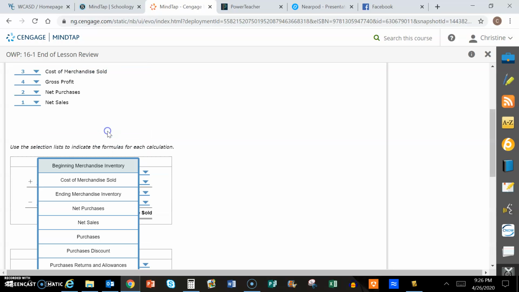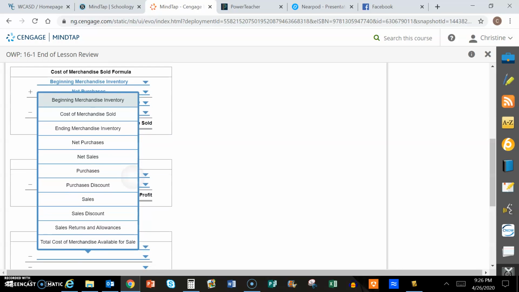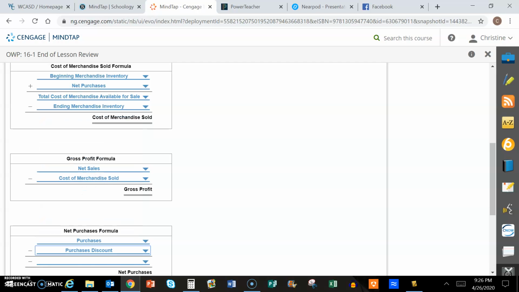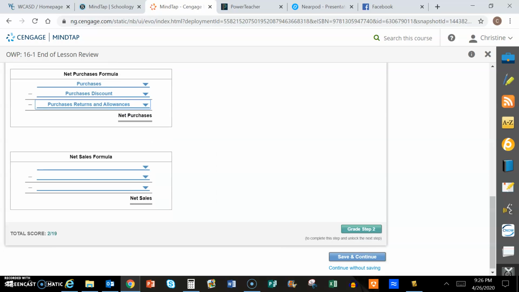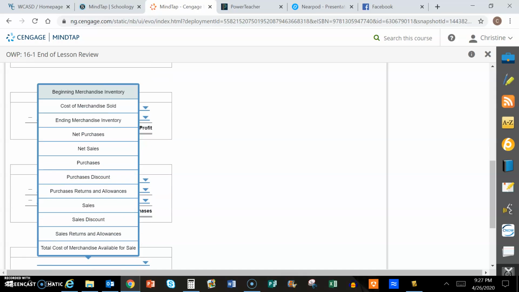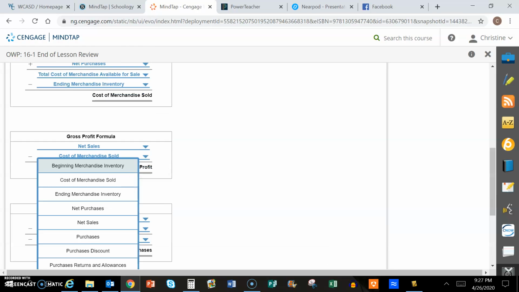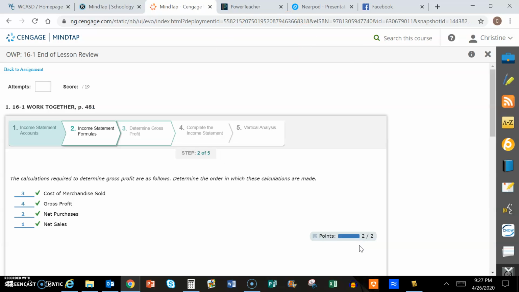Your net purchases are your purchases minus purchase discounts and then your returns and allowances. There we go. Okay, and then your net sales is basically the same thing. So you have your sales, then your sales discount, and then your sales returns and allowances. Okay, so these are things you start at the beginning. Did you give anybody a discount? Did you give them an allowance because they returned something? Okay, let's grade that step.